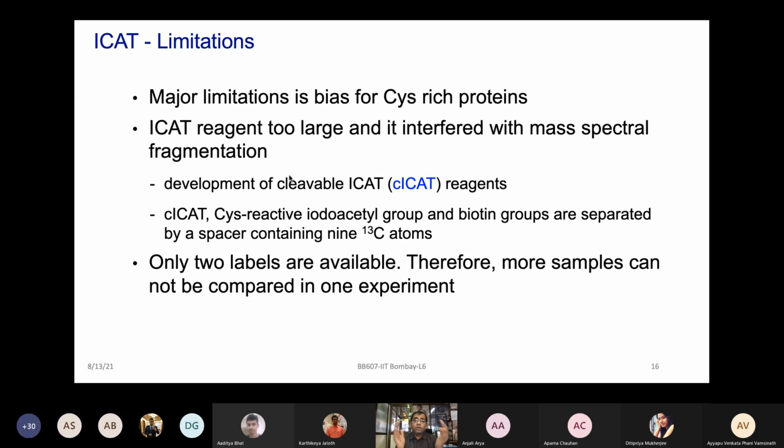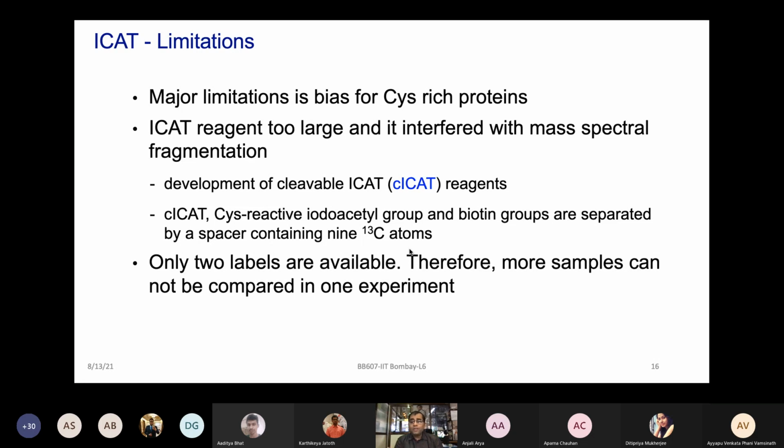All of that made the overall tag very large, and therefore, when you are doing fragmentation, there was a possibility of it interfering with the mass spectral fragmentation. To overcome that, the group came up with a new approach of cleavable ICAT, known as cICAT, where in addition to having the same chemistry, there was a spacer group added with 13 carbon atoms. So when you do fragmentation in the collision cell, this particular part can come out, and overall, the ICAT reagent is not very large.